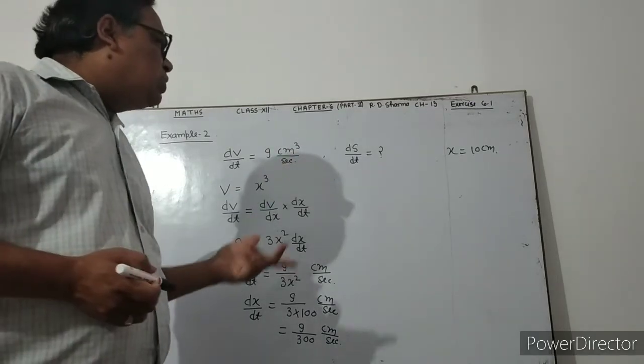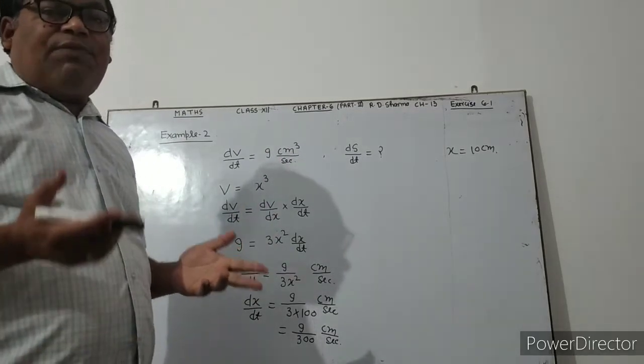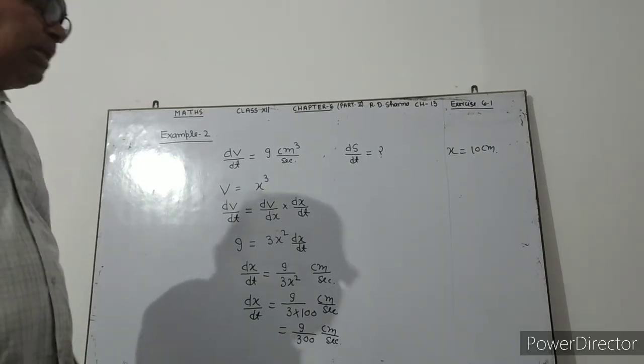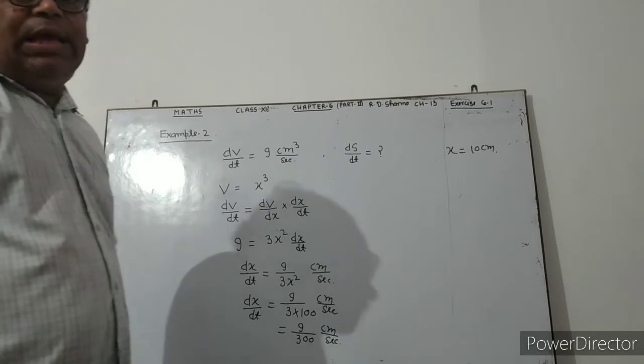Now, what is the question? What is the change in the surface area? What is the surface area of the cube? The surface area of the cube is 6a square.